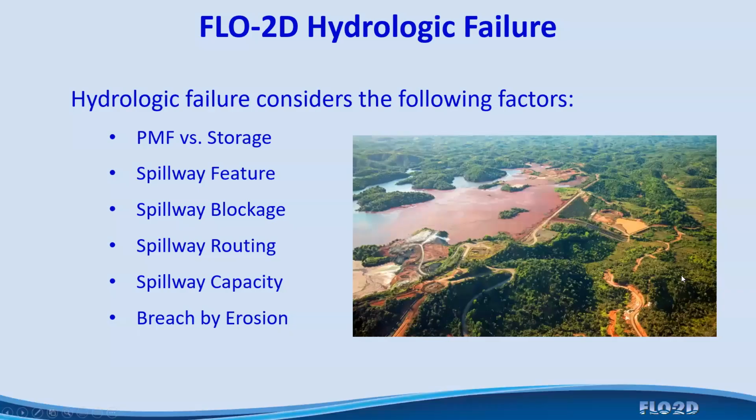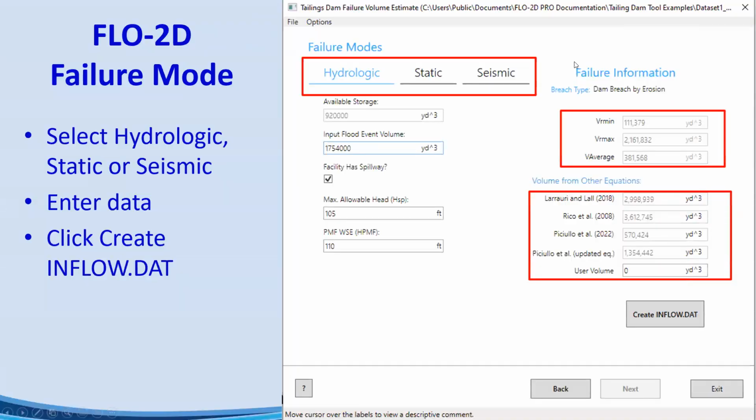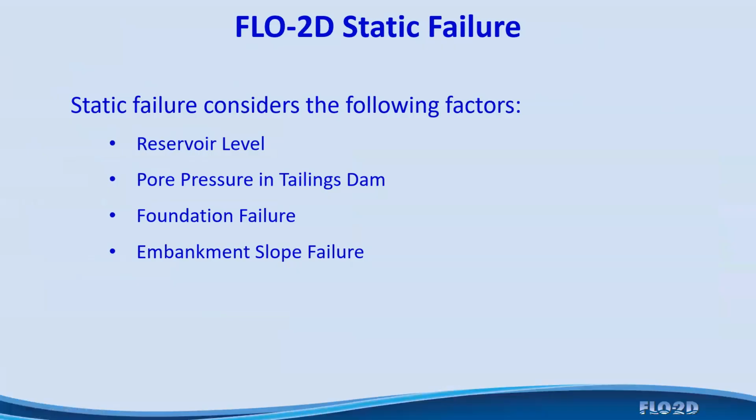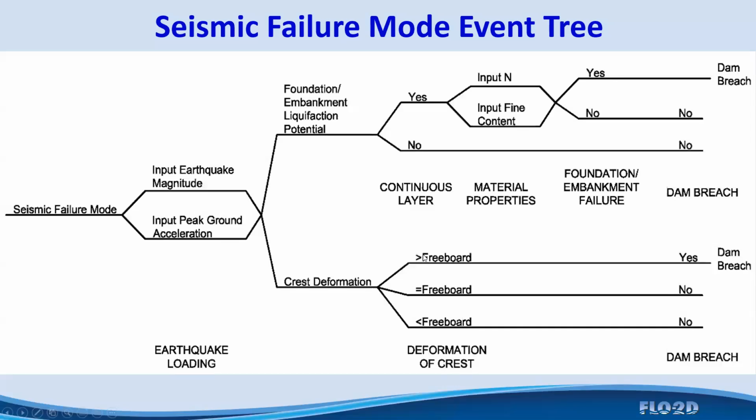And this information is reported in this section of the tailing dam tool, where you see failure information. It is in here where we report the occurrence or not of the failure. For the static failure, we base our calculation on different factors. If you need more information regarding this, I can provide it, or Karen can also provide it.